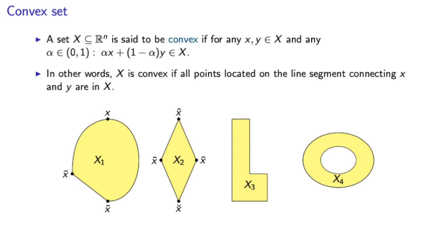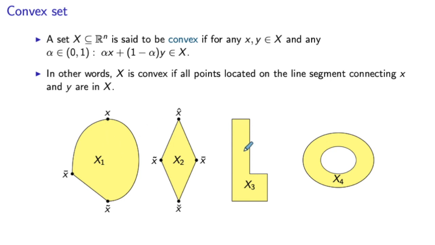So using the geometrical definition of the convex set, it's very easy to tell that x1 and x2 are convex and x3 and x4 are not. Why? Because for x1 and x2, whenever we try to look at any pair of points within the set, the line segment connecting this pair of points will always be completely within X.